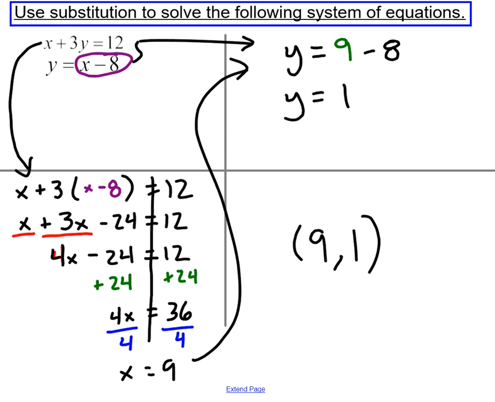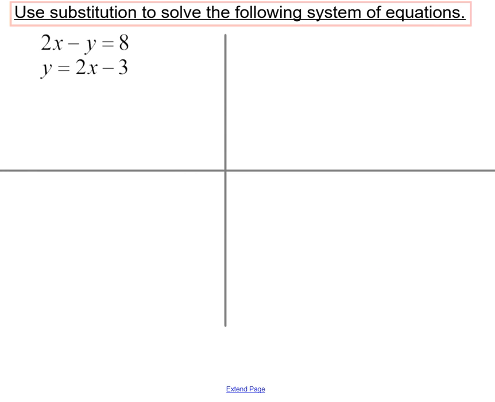Let's look at our next example. Here we have a y by itself, so it's 2x minus 3 is what I'm going to be substituting. So I'm going to say 2x minus y. I'm sorry, instead of a y, I don't actually use that. I say 2x, I know my y is actually equal to 2x minus 3, and that equals 8.